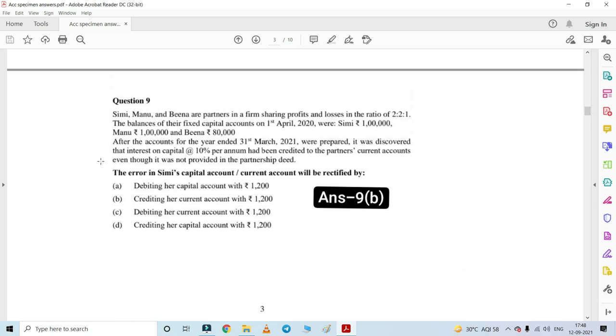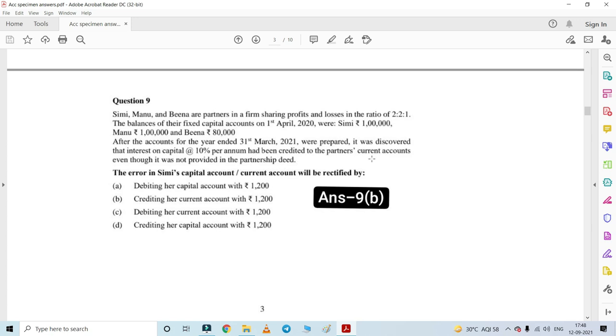Now question number 9 is, Simi, Manu, Veena are the partners in the firm sharing profit and losses in the ratio 2 is to 2 is to 1. The balances of their fixed capital account on 1st April were: Simi 1 lakh, Manu 1 lakh and Veena 80,000. After the accounts for the year ended 31st March 2021 were prepared, it was discovered that interest on capital at the rate of 10% per annum had been credited to partners' current account, even though it was not provided in the partnership deed.